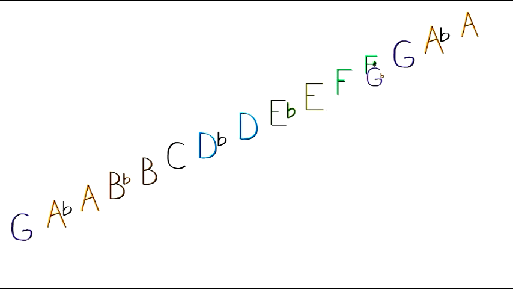Next is the minor third interval. The second tone in the interval is 3 notes away from the first. Minor thirds up, minor thirds down.